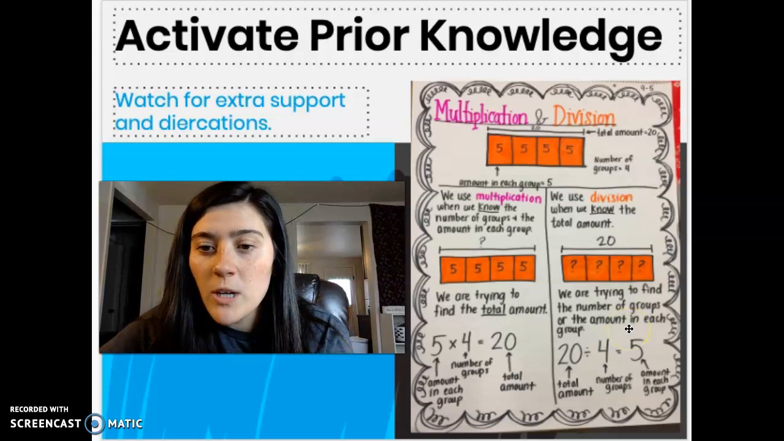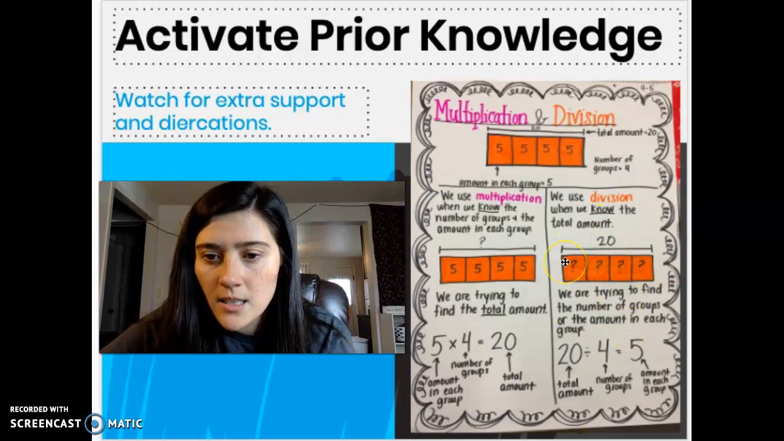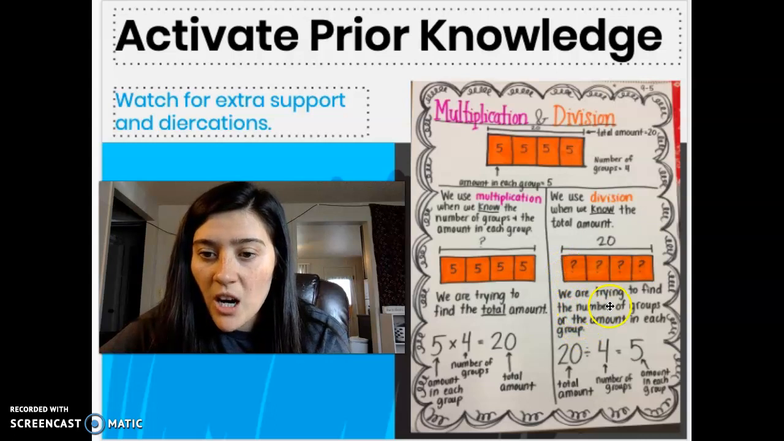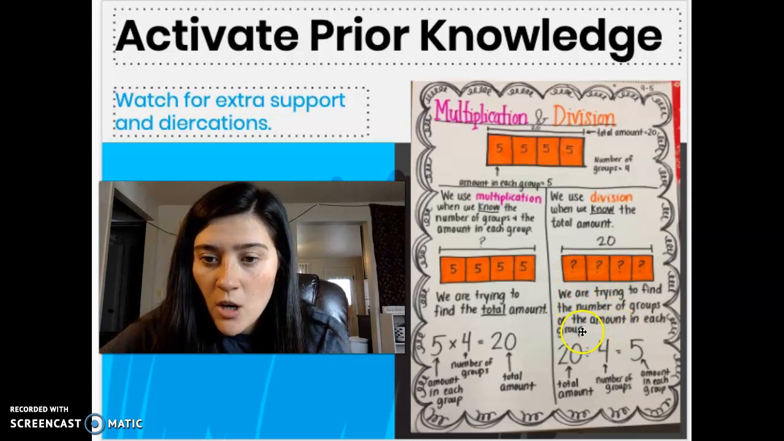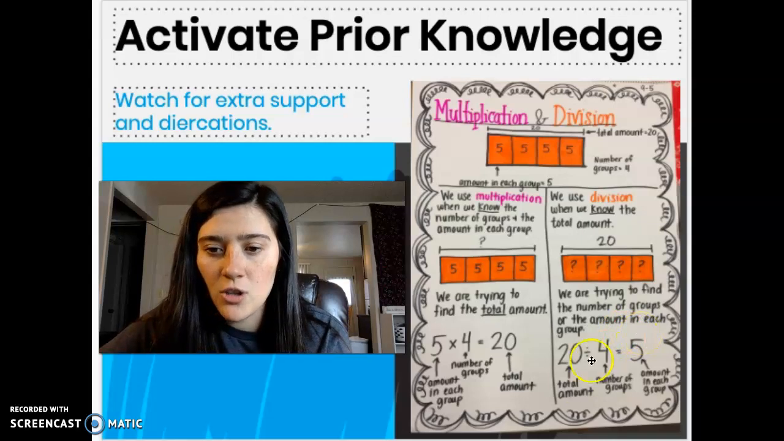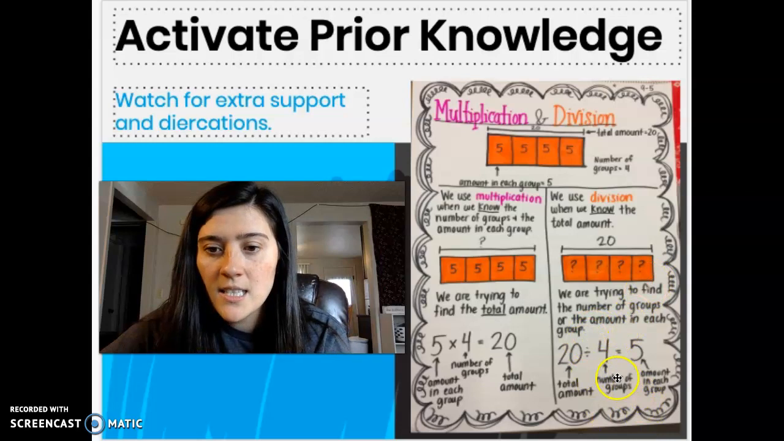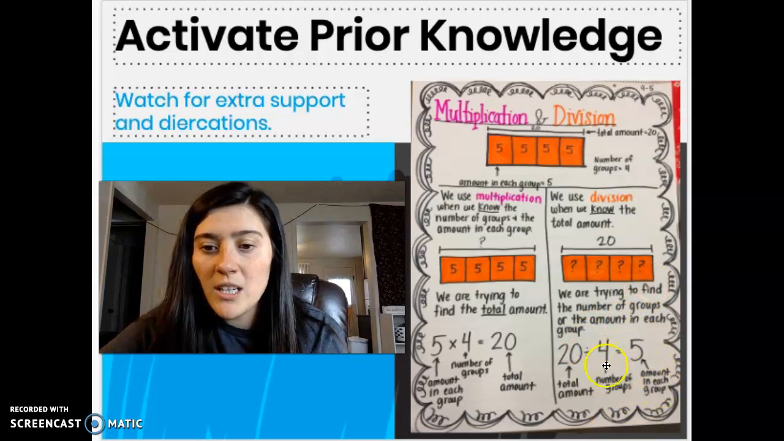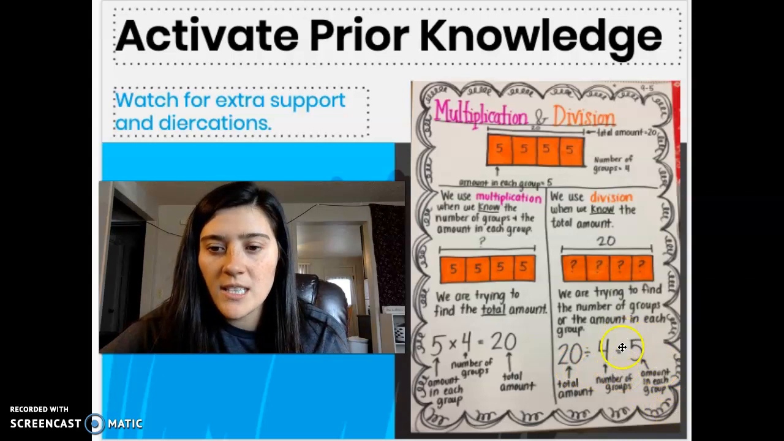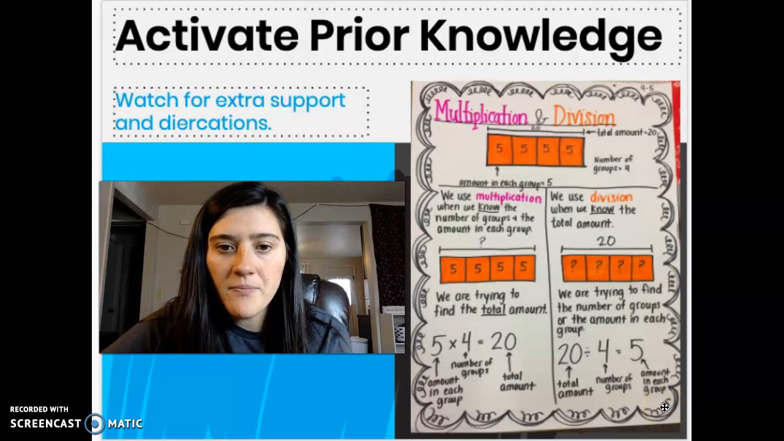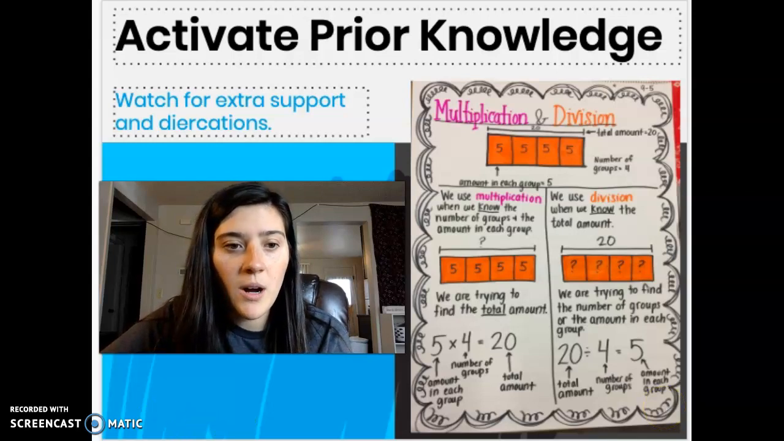We use division when we know the total amount, and when we are trying to find the number of groups or the amount in each group. So right here shows us an example of total amount is 20 divided by the number of groups. There are 4 boxes. And then we know that 20 divided by 4 is going to give us that 5 in each group. Okay?